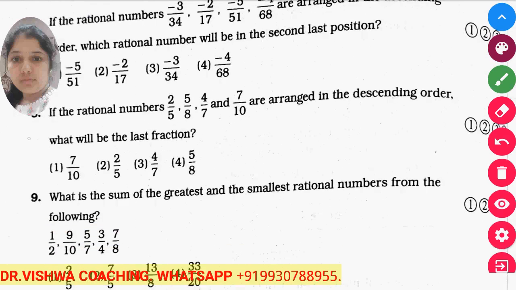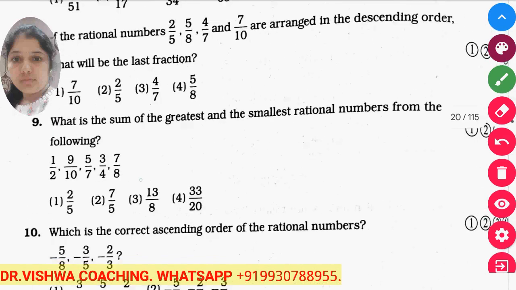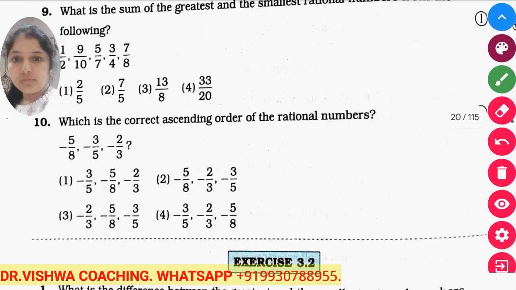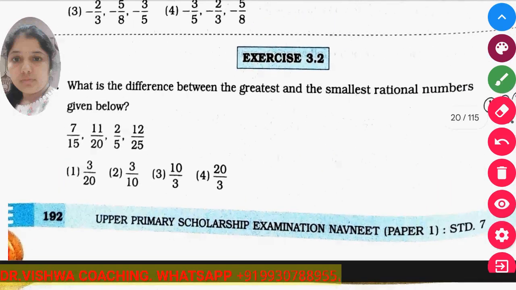Again the same thing is there. You have to arrange the rational numbers in descending order, and find out the last fraction. The same thing is repeated, so you can do it. Okay. Now I will take the second exercise.